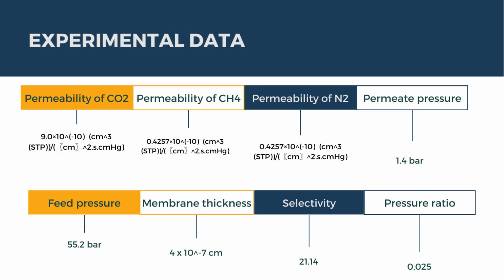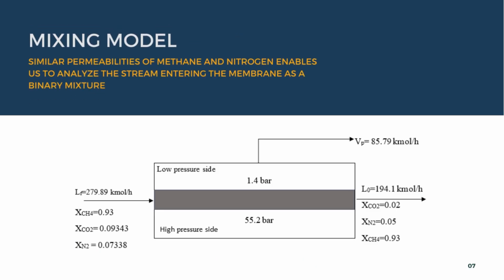This is the experimental data that we get from a journal written by Josh et al. in 2016. So the experimental data consists of permeability of CO2, CH4, and nitrogen, also permeate pressure and feed pressure, the membrane thickness, selectivity, and pressure ratio. For the mixing model of the membrane unit, since methane and nitrogen have the same permeability, it enables us to analyze the stream entering the membrane as a binary mixture. So as we can see from the diagram, there is a feed stream, the retentate stream, and also the permeate stream.